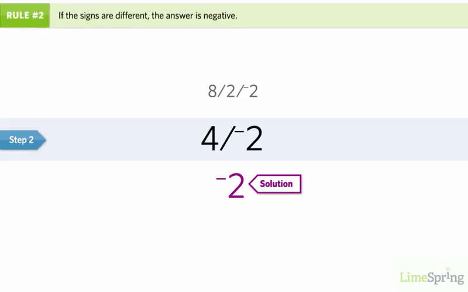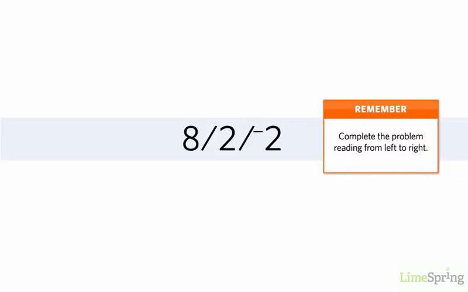So, as you can see, if we just follow the rules, even the strangest looking problem can be answered easily. Before moving on to the last problem of this lesson, I would like to point out one thing that is really important. We need to do division problems such as the one we just solved by reading from left to right. If, for example, we had divided 2 by negative 2 before we divided 8 by 2, we would have gotten the wrong answer. Let me show you what I mean.